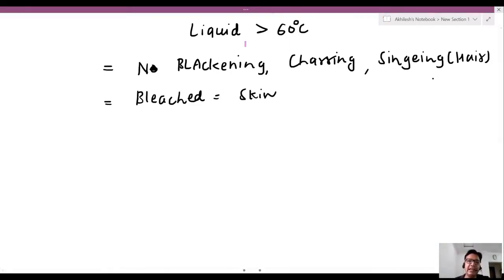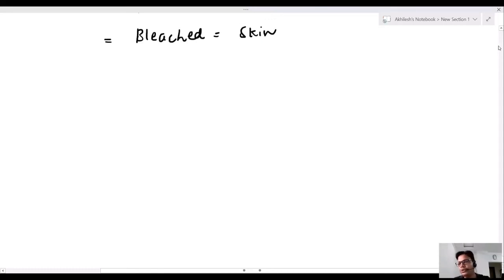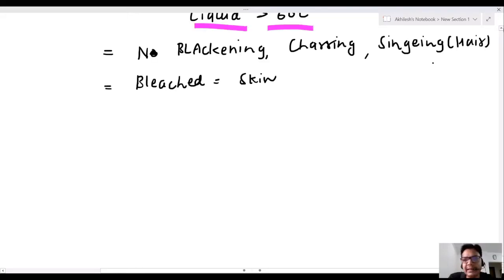So what is scald? Liquid or steam more than 60 degrees centigrade on the body produces scald. There is no blackening, no charring. Charring is a blackening type. Singeing, no singeing. These are absent. Only bleached skin is seen. So this is scald. Now I am coming to electric injury, electrocution.